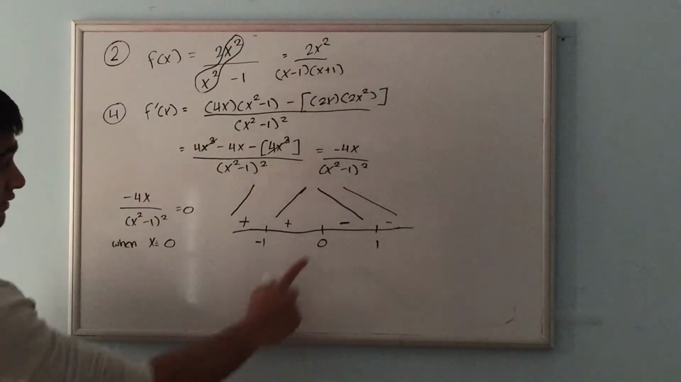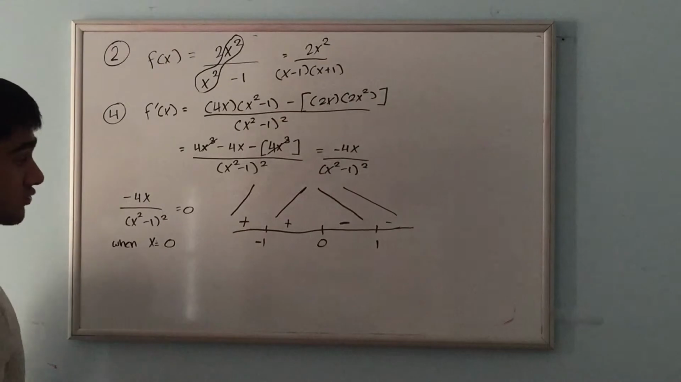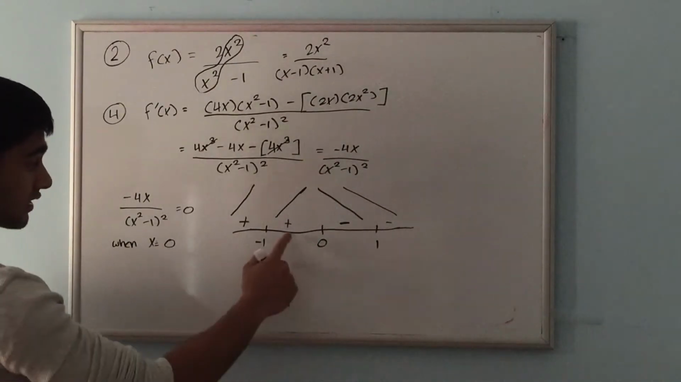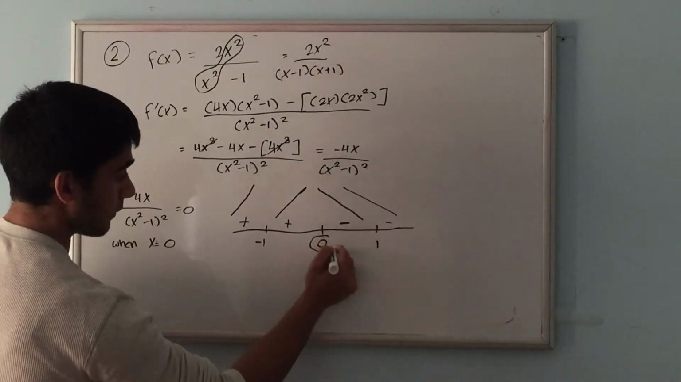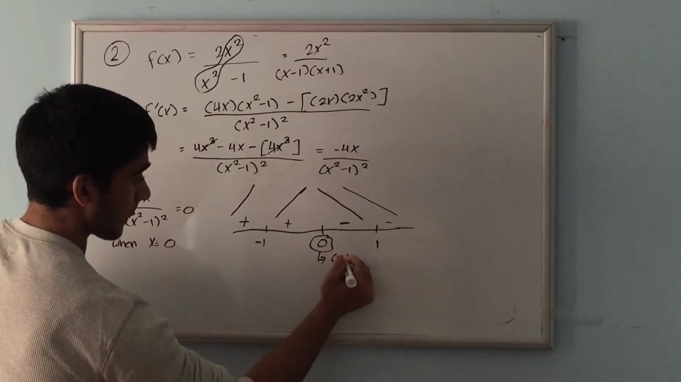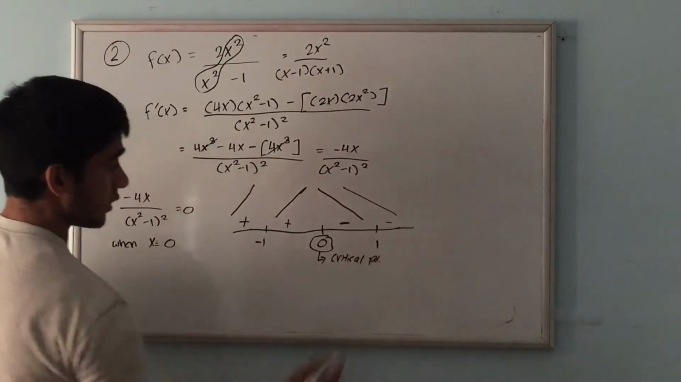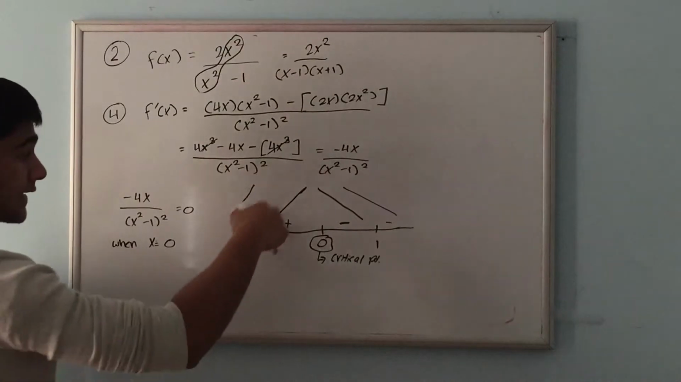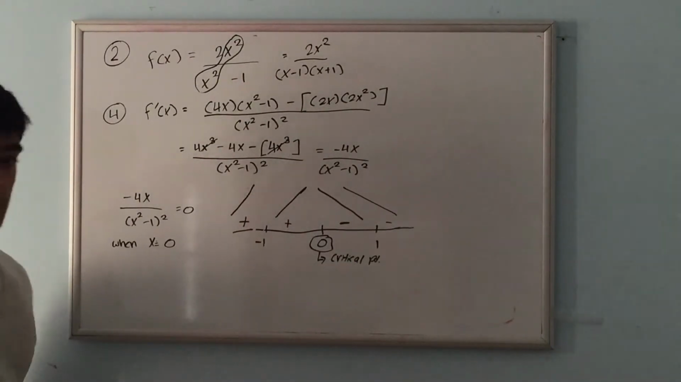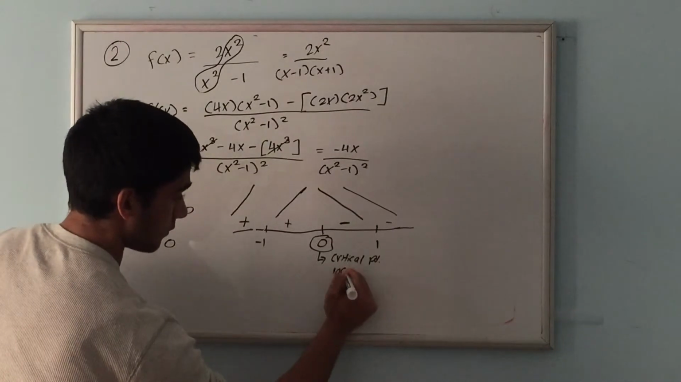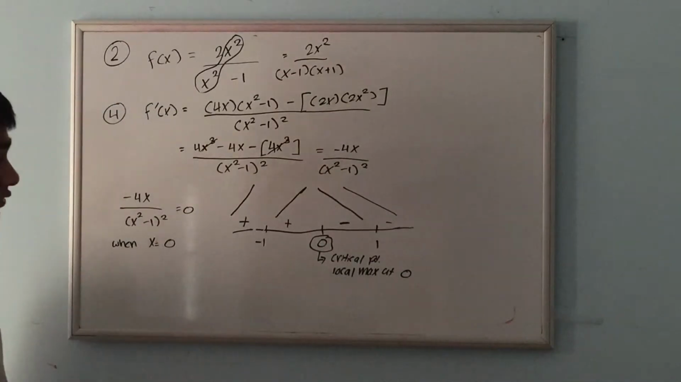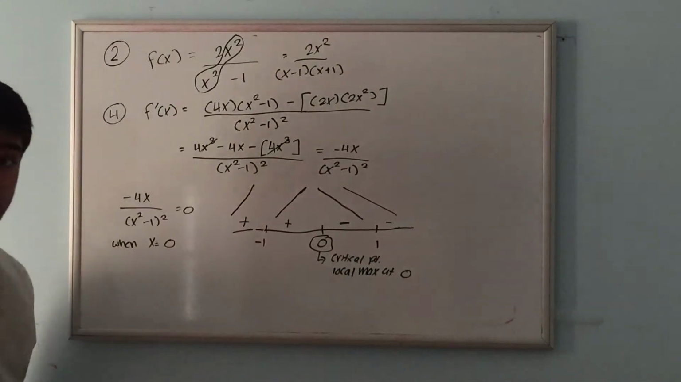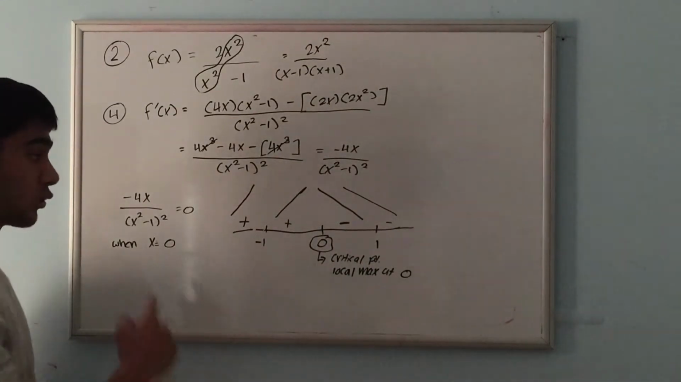So notice that at 0, left of it there's a positive slope, and right of it there's a negative slope, so it's increasing from the left side and decreasing on the right side. So 0 would become a critical point. Notice that it makes a mountain. Anytime it makes a mountain, that would be a maximum. So there's a local maximum at 0. Anytime it's plus on the left and minus on the right, that point in the middle would be a local maximum when you do the number line test.